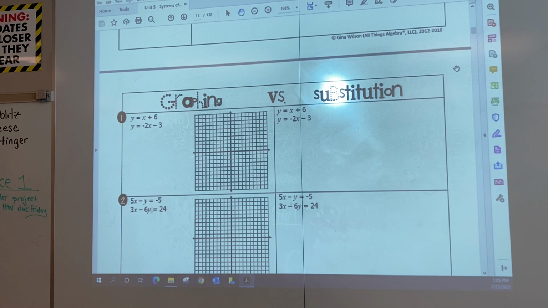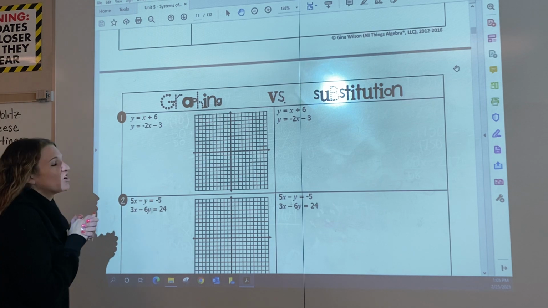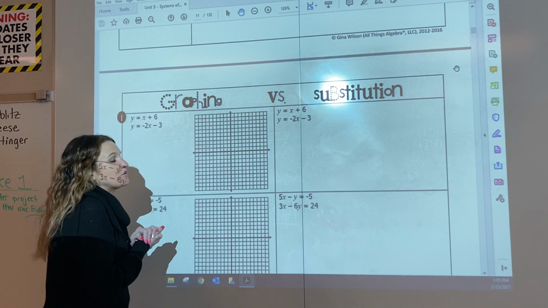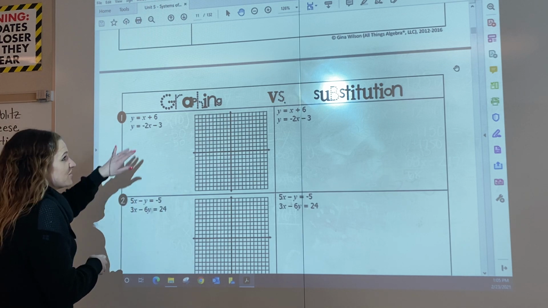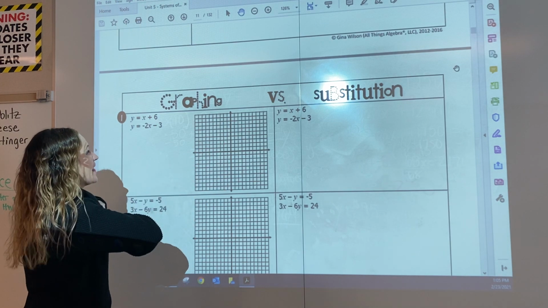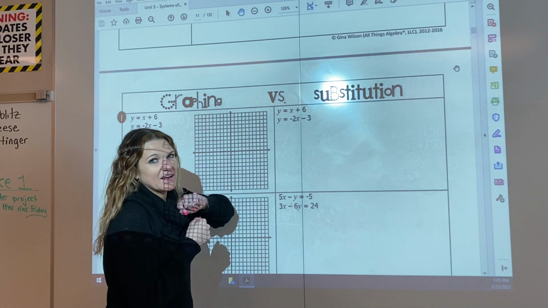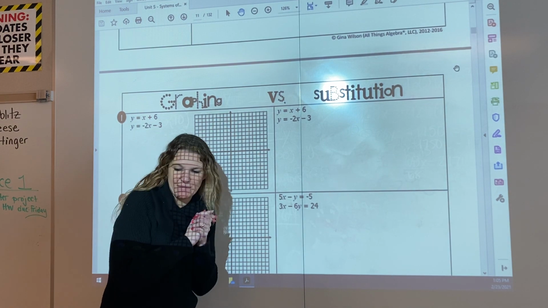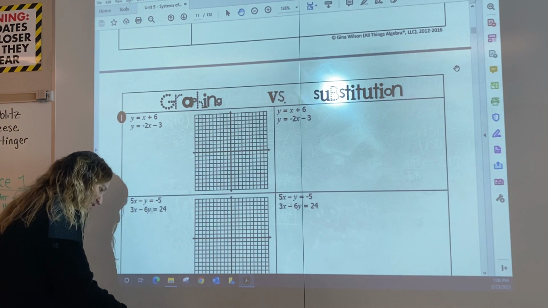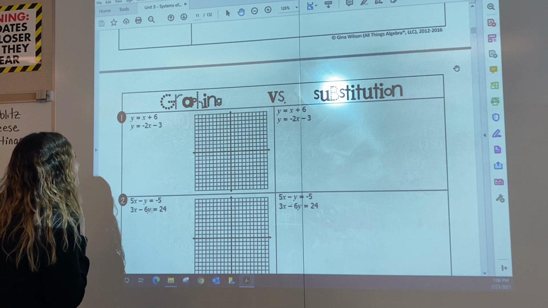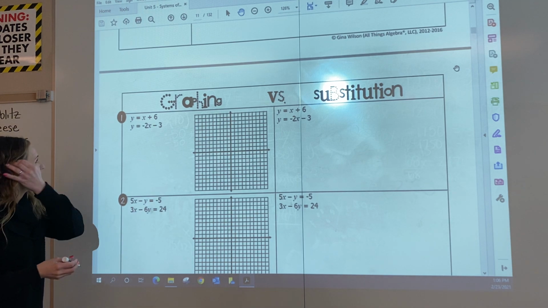I'm Mrs. Koblitz, and today we're going to be looking at solving systems with graphing versus substitution. What you're going to notice with each one of these is that they're the same lines, okay? So I'm going to graph it, see what my solution is. I'm going to substitute and see what my solution is, and make sure that we get the same answer, and then we're going to compare them. And we should definitely get the same answer. So without further ado, let's get started with number one.